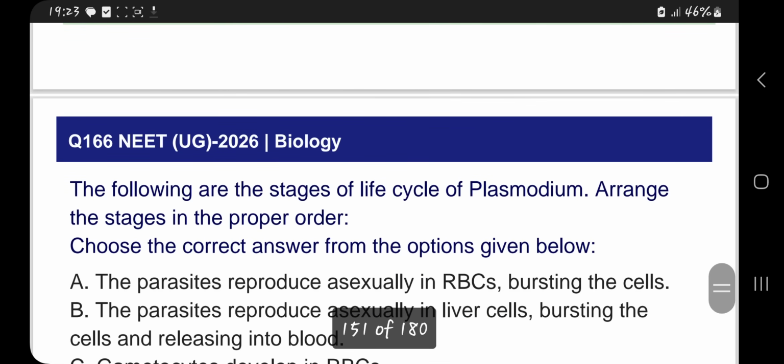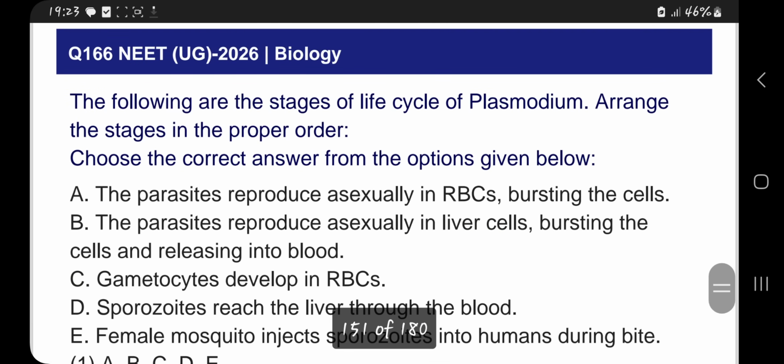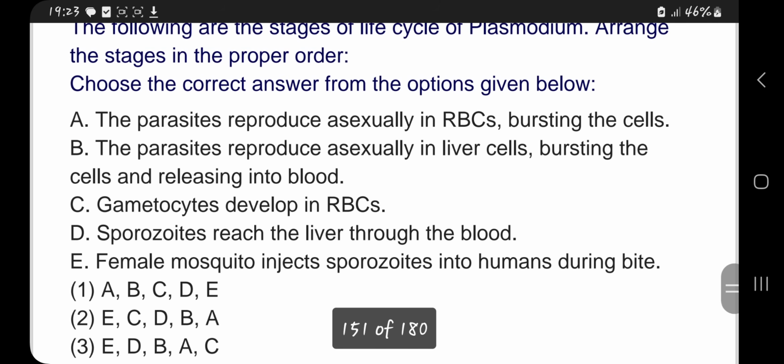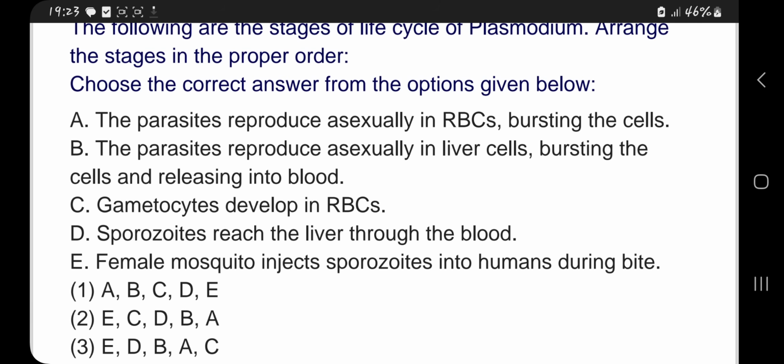The following are the stages of life cycle of Plasmodium. Arrange the stages in the proper order. The parasites reproduce asexually in RBCs, bursting the cells. The parasites reproduce asexually in liver cells, bursting the cells and releasing into blood. Gametocytes develop in RBCs. Sporozoites reach the liver through blood. Female mosquito injects sporozoites into human during bite.